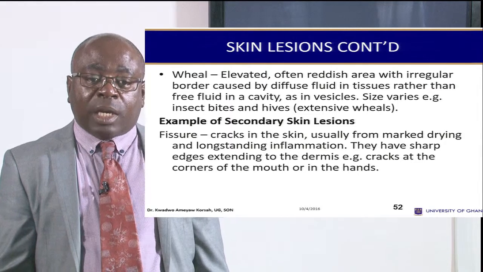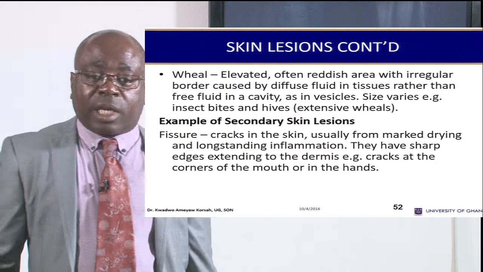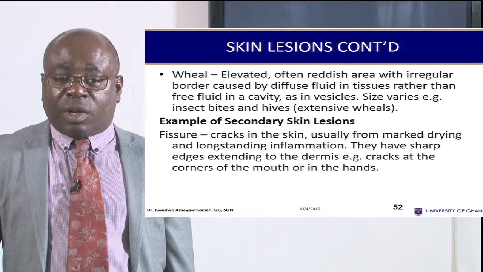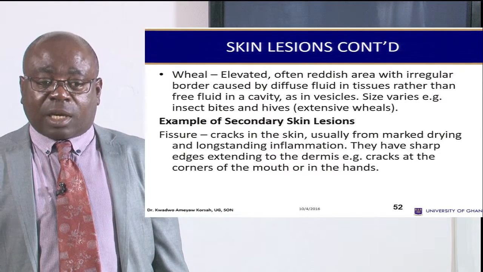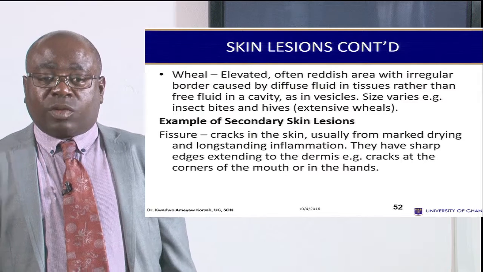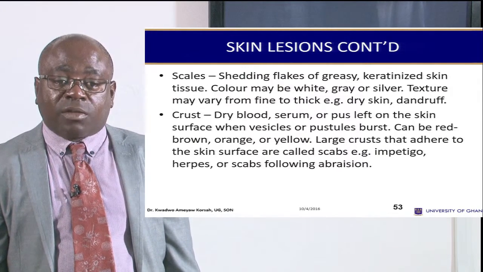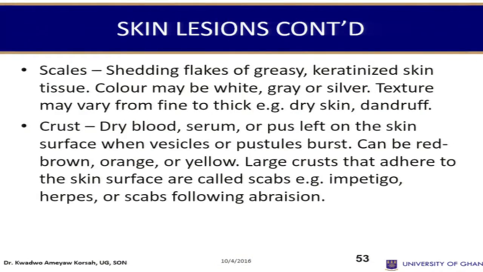Then the secondary skin lesions. We have the fissure, which are cracks in the skin, usually from marked drying and long-standing inflammation. They have sharp edges extending to the dermis, such as cracks at the corners of the mouth, as we can see in stomatitis. We have scales that can be shed, examples being dandruff and dry skin, and then we have the crust, dried blood, serum or pus left on the skin.